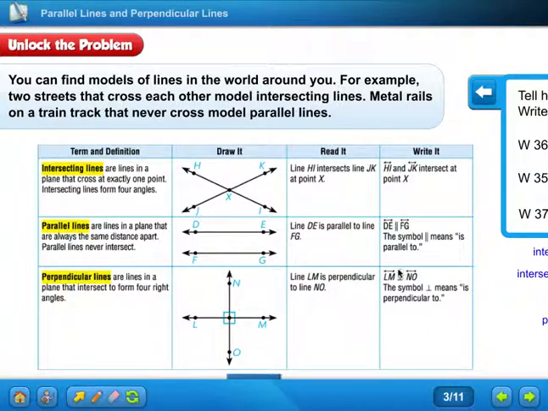Don't forget the symbols are very important, guys. Look at those symbols right here and how you will write them.